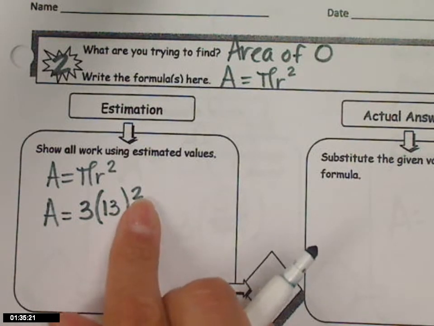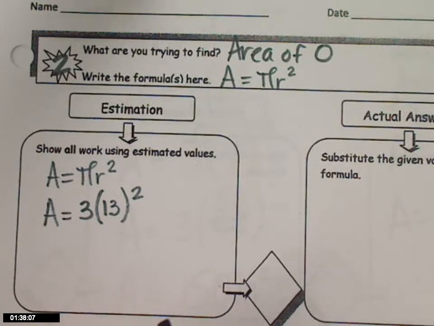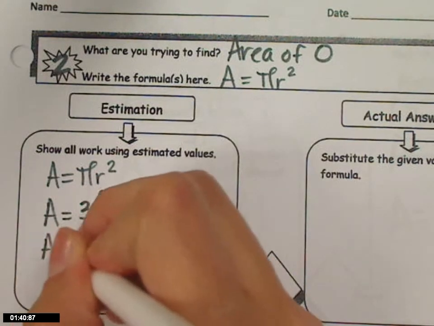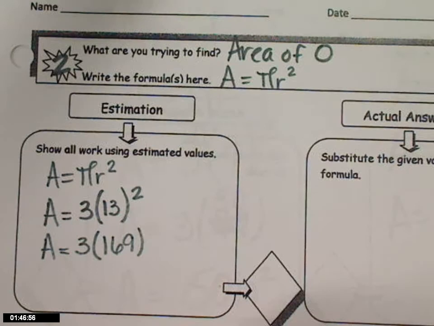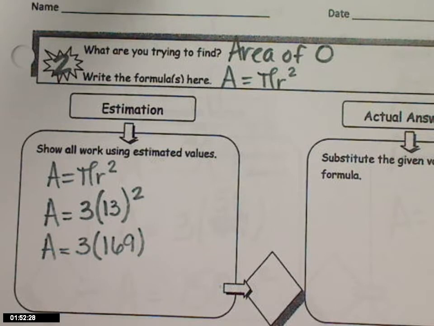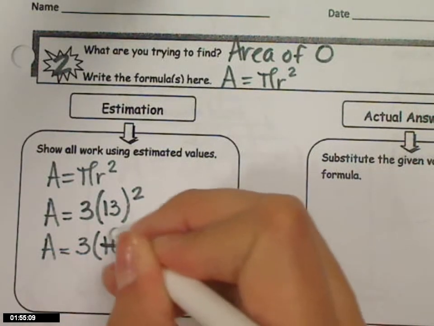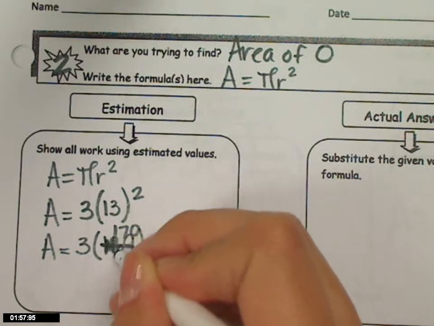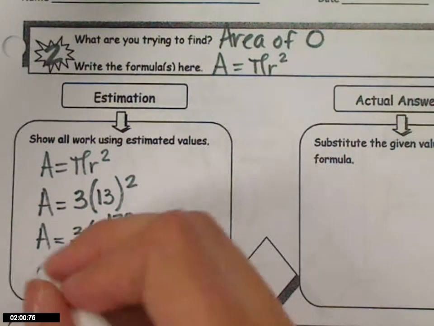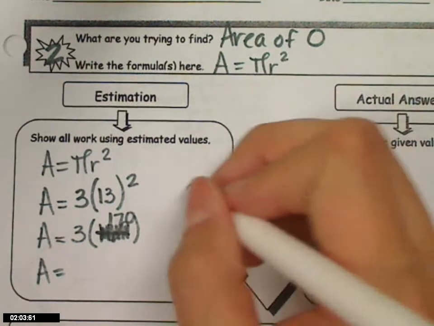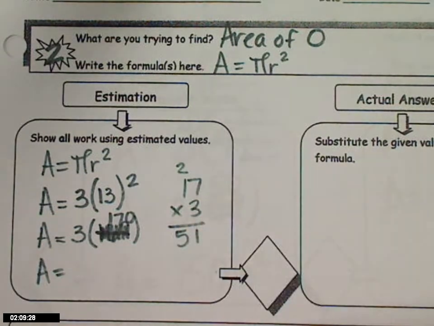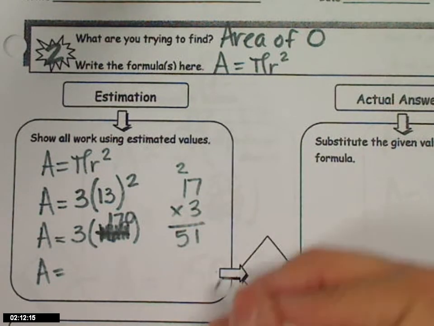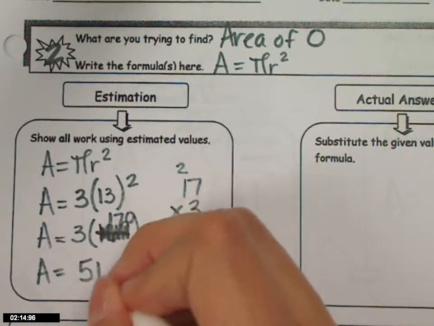Order of operations tells me I should do what? Yeah, I have to do 13 times 13. And what is 13 times 13? 169. But again, I'm estimating. Can I change 169 to something easier? I would. Let's change it to 170. So 17 times 3. If you don't know it, we can pull to the side and multiply it out real quick. 51. I got 50. And then add a 0. 510.